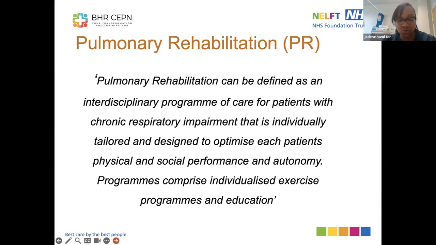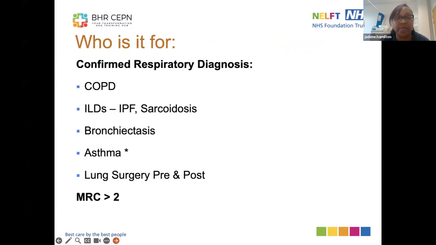So it's a 2 hour or 1.5 hour session. Most of it, an hour of it, is pure exercise. And then the next bit is education around the lung condition. So let's move on. It's for COPD patients, so it's a confirmed respiratory diagnosis. So COPD, interstitial lung, sarcoid, bronchiectasis, asthma, people who are going on to have lung surgery. So the consultants usually ask for them to complete a pulmonary rehabilitation program before surgery and after surgery. Okay, so it's for those patients with a confirmed respiratory diagnosis and an MRC score of 2 or more.